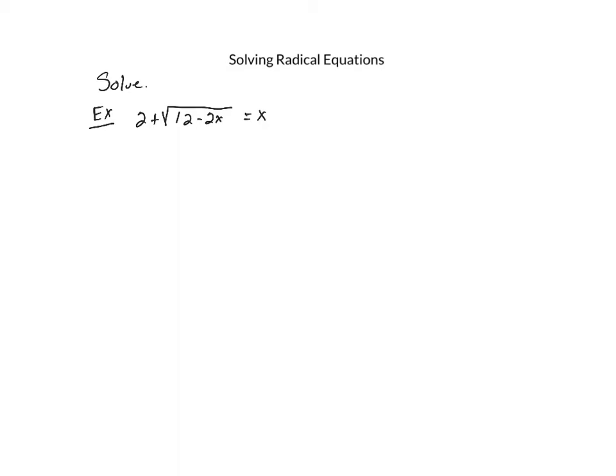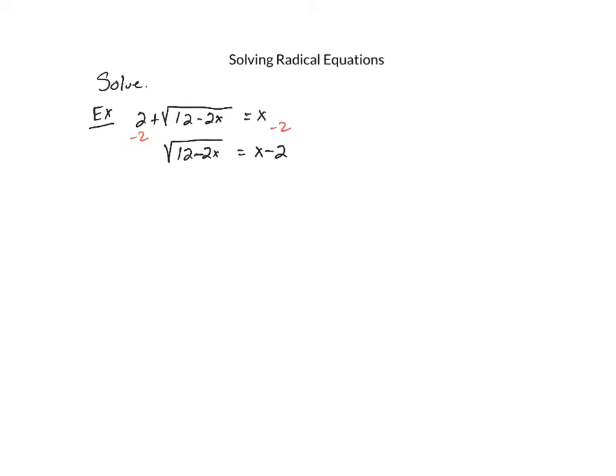So recall our strategy is to isolate the square root first, or cube root or fourth root, isolate the radical, and then either square both sides or raise both sides to the 3rd power or 4th power, depending on what your index is. But we just have a square root here. So let's subtract 2 from both sides. When we do that, we'll have the square root of 12 minus 2x equals x minus 2.